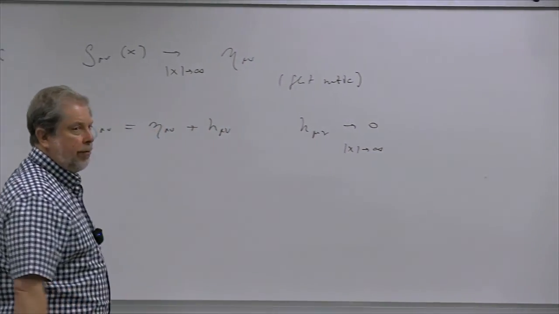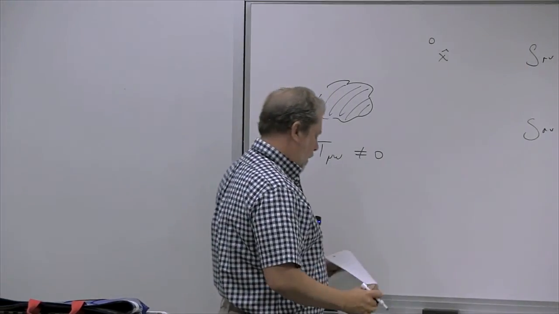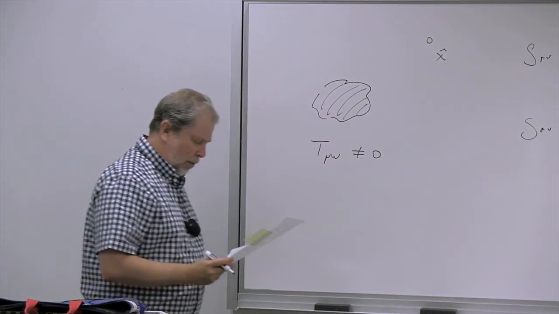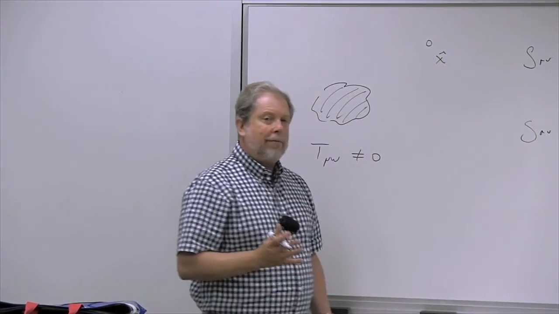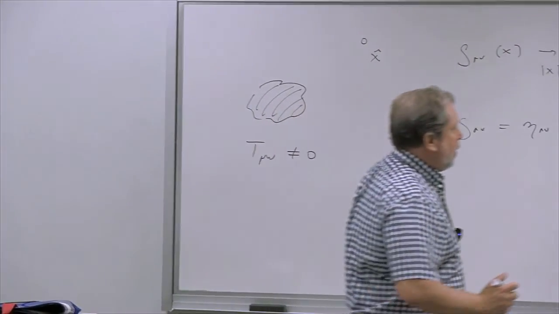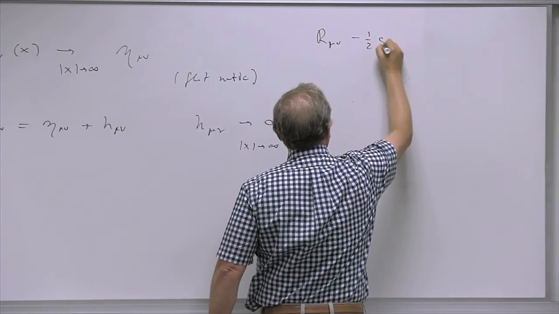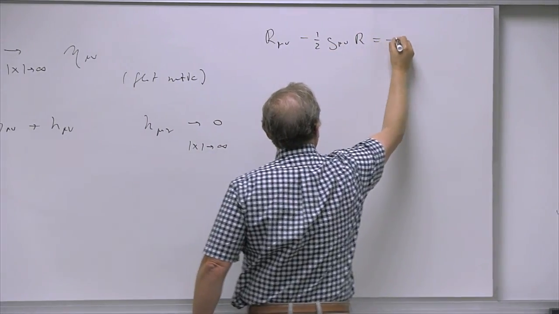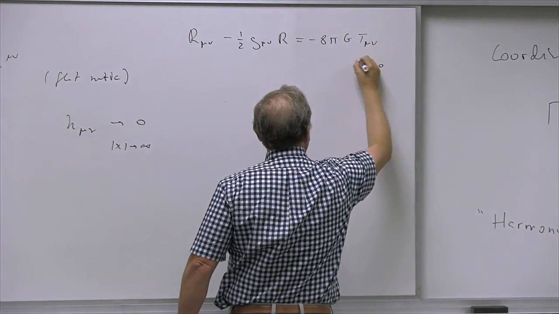So as x goes to infinity, now we know that this perturbation vanishes. And now what we can do at this point is, remember, we want to get some sort of insight into the field equations, right? So I'm going to rewrite them up here: R mu nu minus a half g mu nu R is minus 8 pi G T mu nu. And we have lambda equal to 0 for now, right?